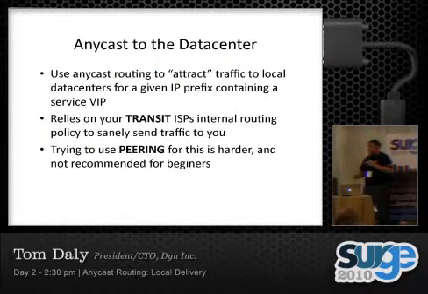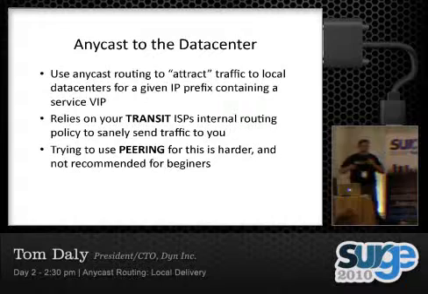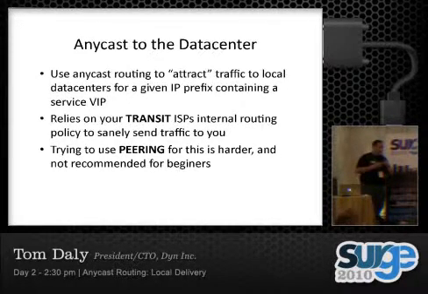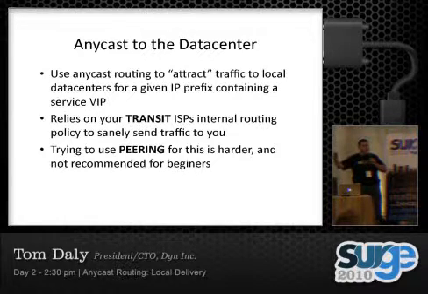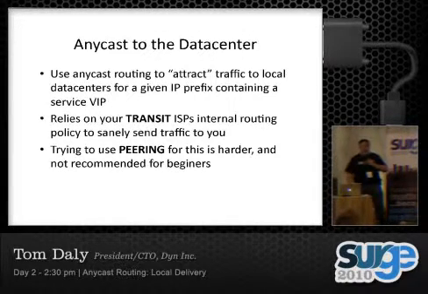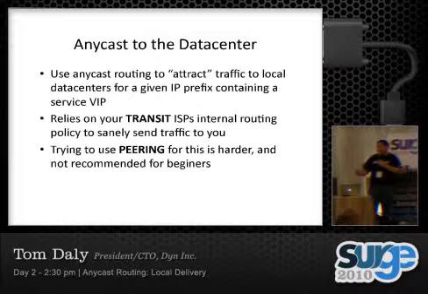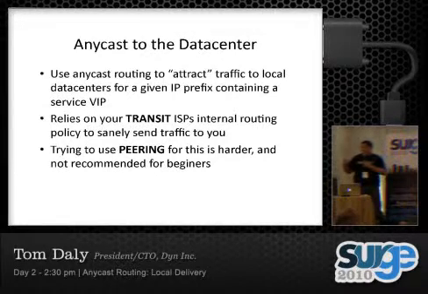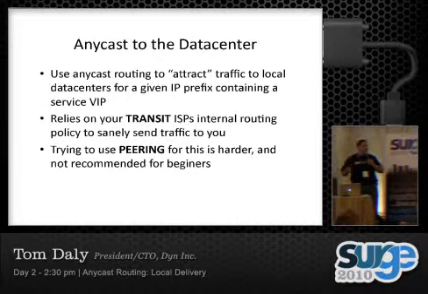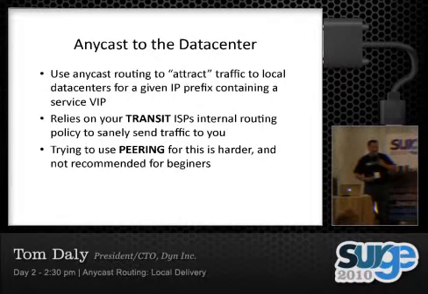So Anycast, getting to the data center. You're going to use this routing to basically attract traffic to a data center based upon the prefix and how far that prefix pushes out into the backbone, or how far it's propagated out into the backbone. As I said, it relies on your transit and the routing policy of the ISPs you're buying transit from to sanely get packets to the right location for you, unless you're going to set up your own large-scale backbone, which I don't recommend doing because you'll probably run out of money and go out of business, so don't do that.